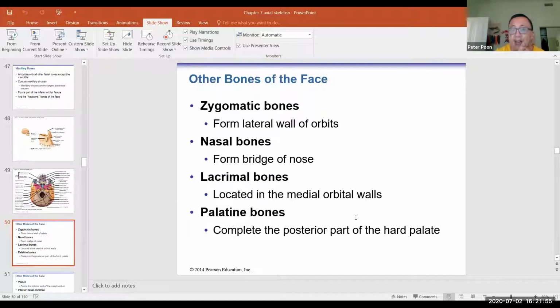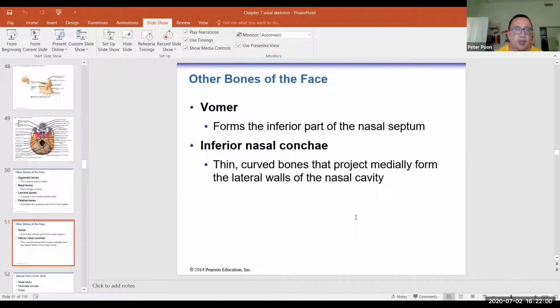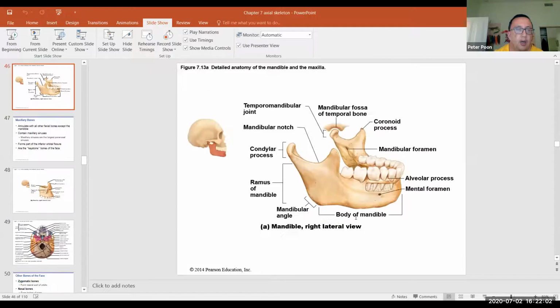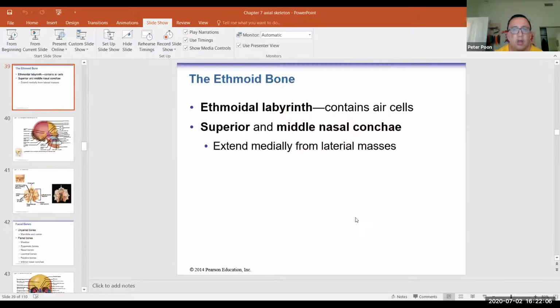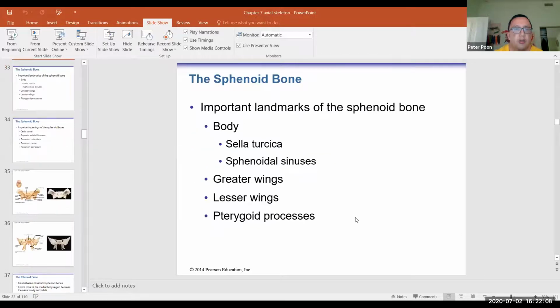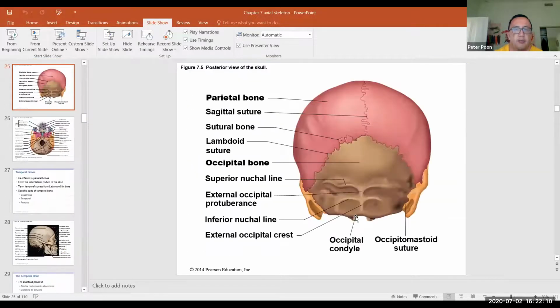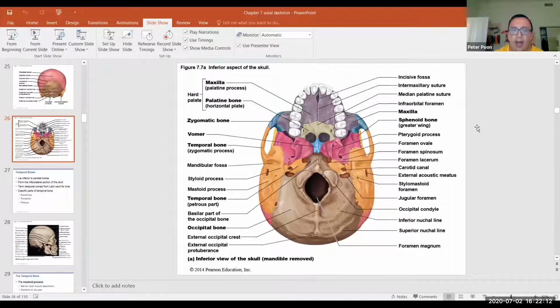And then your palatines is the upper roof of the mouth. See if I can find that. That right there is your palatines.